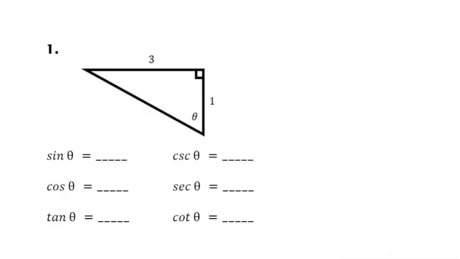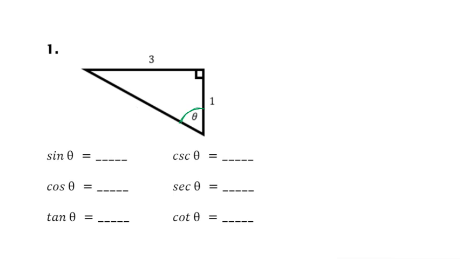This first example, we're going to find the 6 trig ratios for a given angle in a right triangle. And we like to call the angle theta. That's just a Greek symbol that we're using as a variable for a given angle. And like we saw previously in the last unit, we're going to have to first find all 3 sides to write the 6 trig ratios.